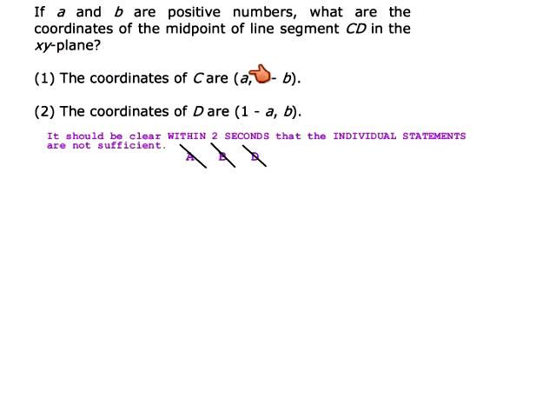Also, there's the other problem that these are variables, so this could be anywhere too. There's like double problems of freedom here. If you have this statement alone, first of all, A and B are unknowns, so this point could be anywhere. Also, D could be anywhere too.